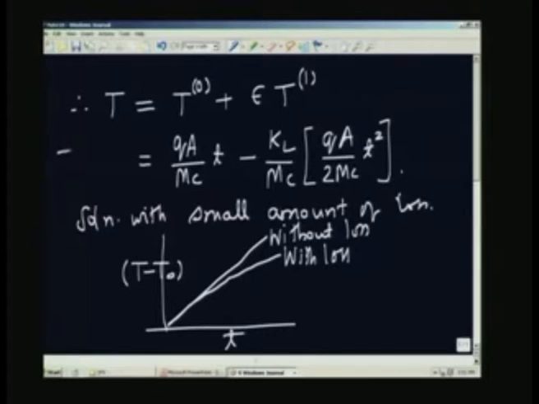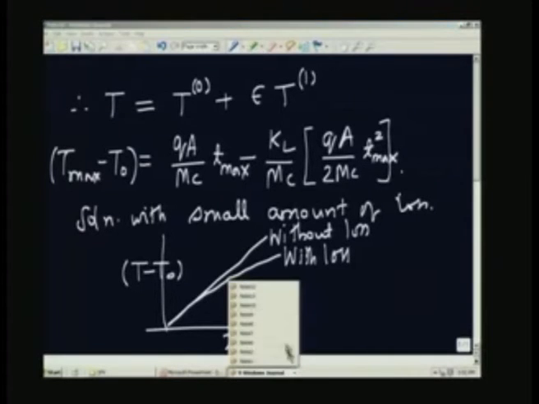So this will be T max minus T naught equal to this, and that means that t equal to t max, and this will also be t max. So all I have to do is to substitute the values for T max minus T naught which is given, QA by MC which was calculated, KL by MC which is calculated, and then I will have to work it out. So we will do that.